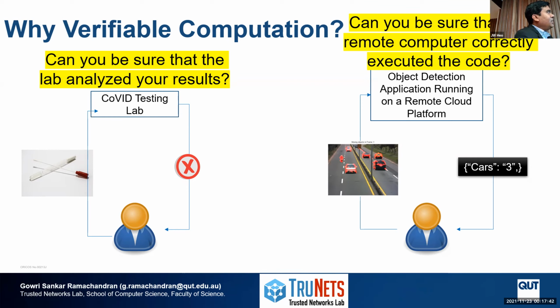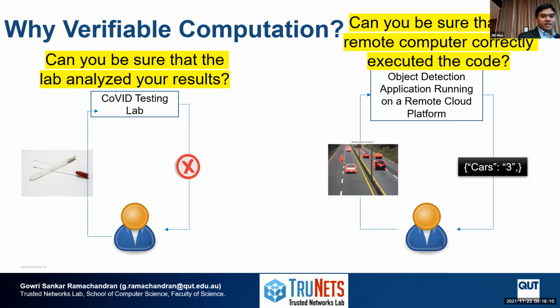But again, can you be sure that the remote computer correctly executed the code? Do you have any evidence? Because that remote computer can simply guess there are 3 cars, 5 cars, 7 cars, 0 cars, 1 car. It can randomly guess and still get away with it because you are not doing any secondary verification. So you are fully forced to trust the remote computer, and in some cases you are making further decisions based on the data that you get from the remote computer.